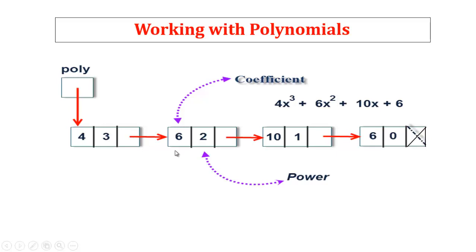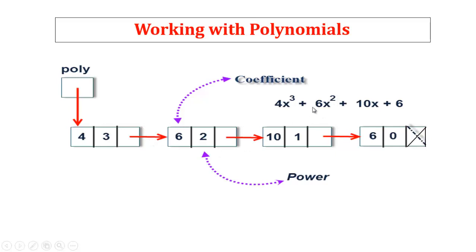What is the next node address? That may be 2000, 3000, like this goes on. This is an equation of a polynomial, 4x power 3. 4 is a coefficient, and in x power 3, the power 3 is called an exponent, followed by a pointer pointing to the next node in the list.